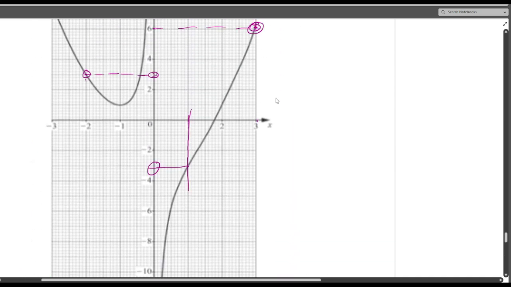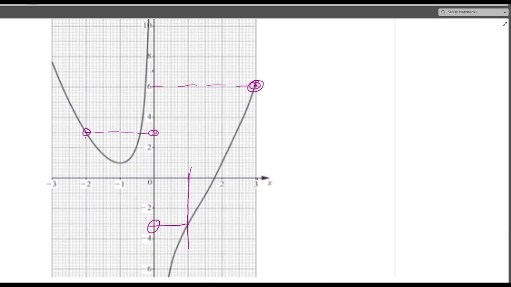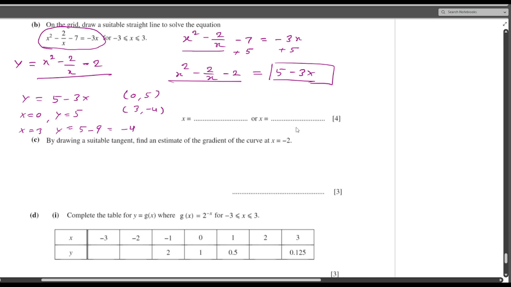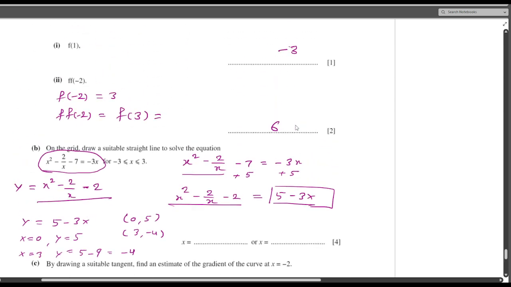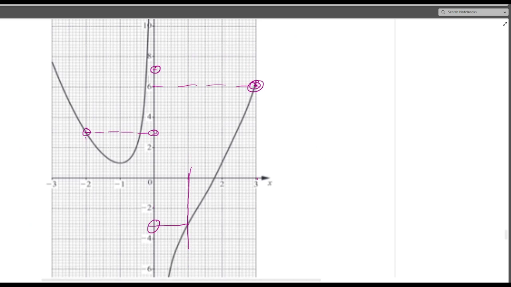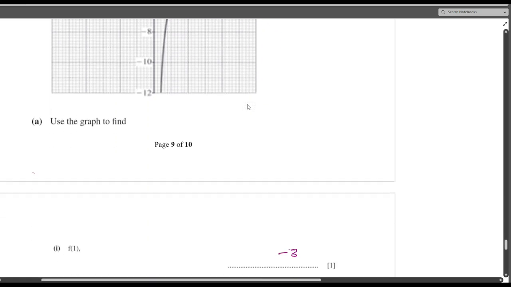So 0 comma 5 is a point over here, and the other point is 3 comma minus 4. Minus 4 is here. So this is one point, this is the other point. Using a scale, you have to simply join these 2 points, something like this. What is your question?